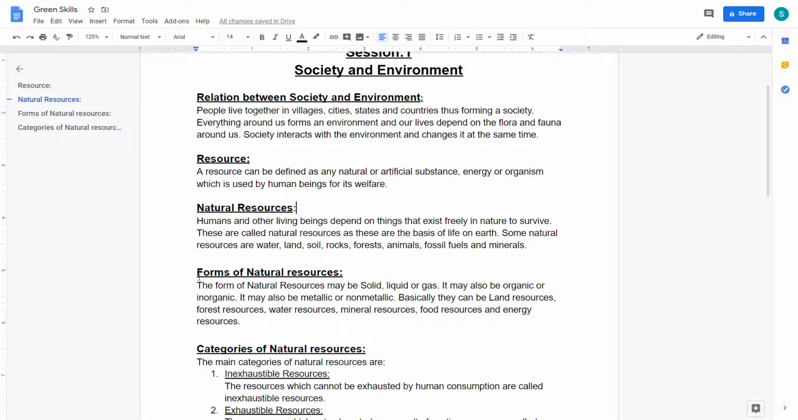Now we come to the forms of natural resources. The form of natural resources may be solid, liquid, or gas. It may also be organic or inorganic. It may also be metallic or non metallic. Basically, they can be land resources, forest resources, water resources, mineral resources, food resources, and energy resources.